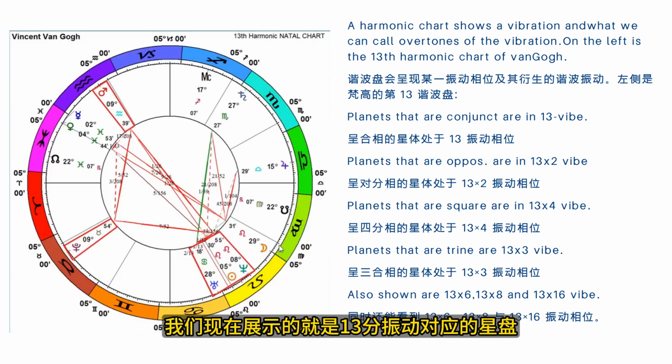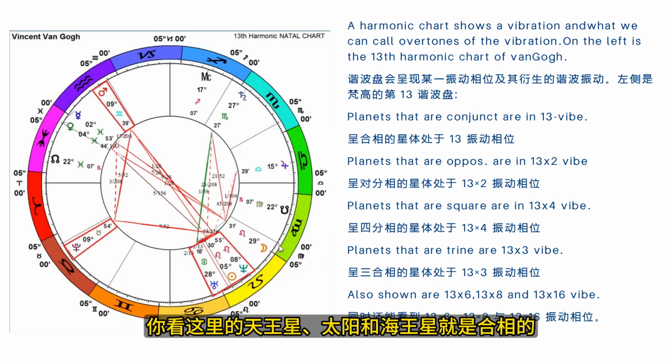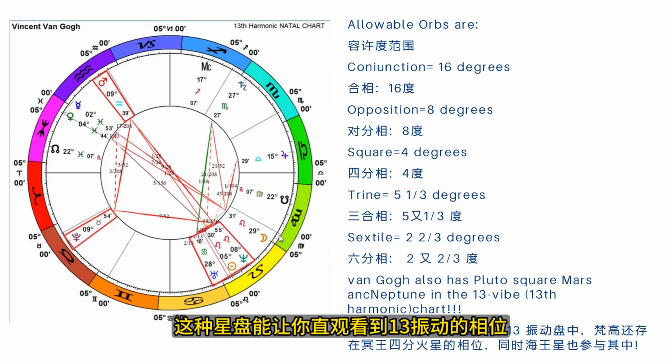This is the one for the 13 vibration. What the vibrational chart does is make planets in that vibration conjunct. So there's the Uranus, Sun, and Neptune conjunct, and the Sun and Neptune opposition Mars. That's the 26th vibration, 13 times 2. So it gives you a visualization of the 13 vibration aspects and the 13 times 2.